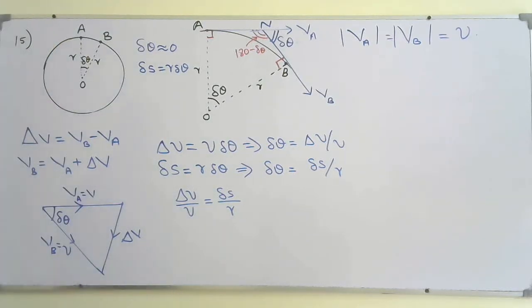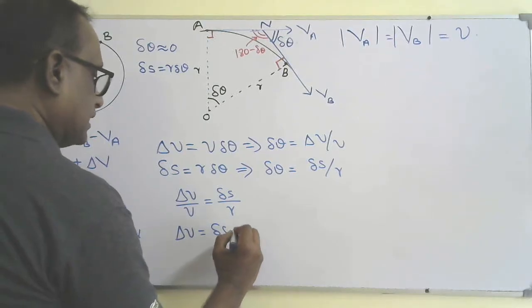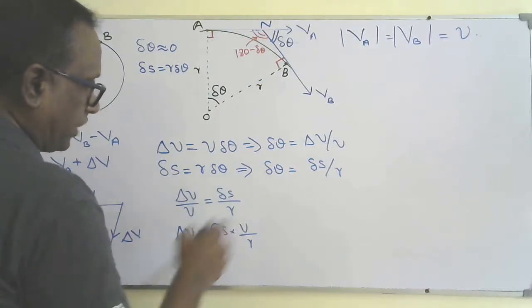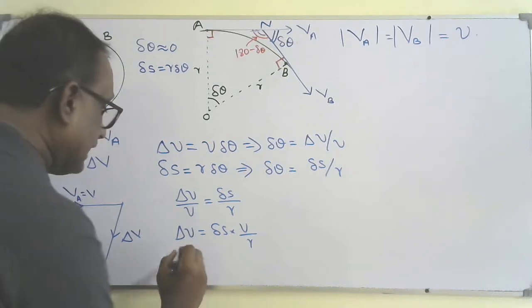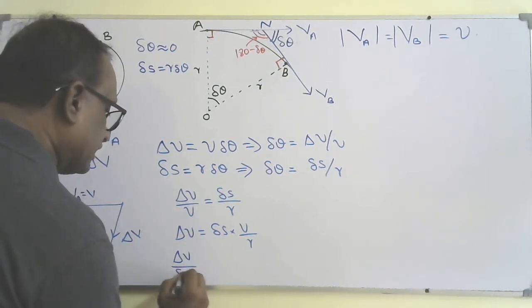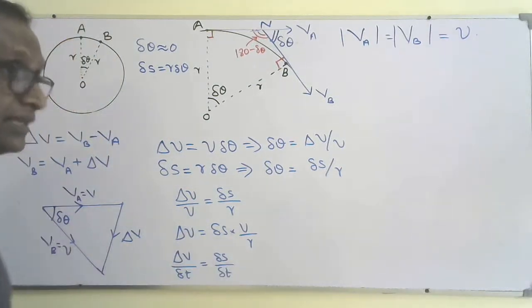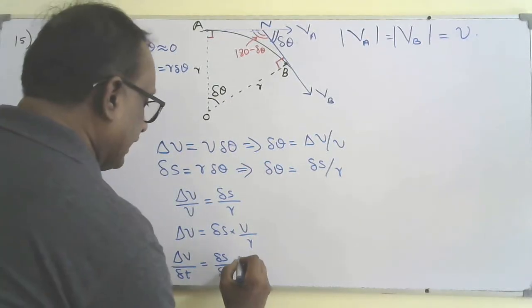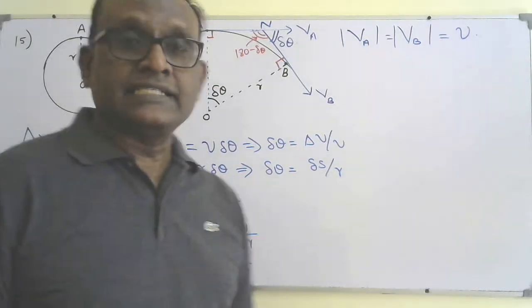We need to find the acceleration, that is delta V, the change in velocity over time. So we'll write delta V equals delta S times V over R, cross multiply, divided by time. The time taken to travel from A to B, let it be delta T. Delta V over delta T is equal to delta S over delta T into V over R. Divide both sides by the time taken to travel from A to B, which are very close points. Delta V over delta T, change in velocity over time taken, is the acceleration.